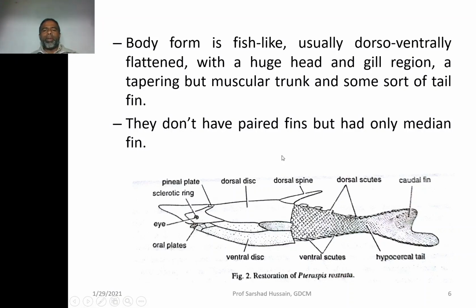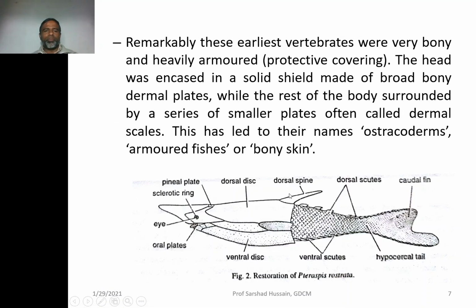They don't have paired fins, as I have already described in the previous slide, that means no paired limbs, but they only have median fins. You can see the dorsal fin, the caudal fin, and sometimes they do have the dorsal fin also. The dorsal spine is there, which may represent the primitive type of dorsal fin.